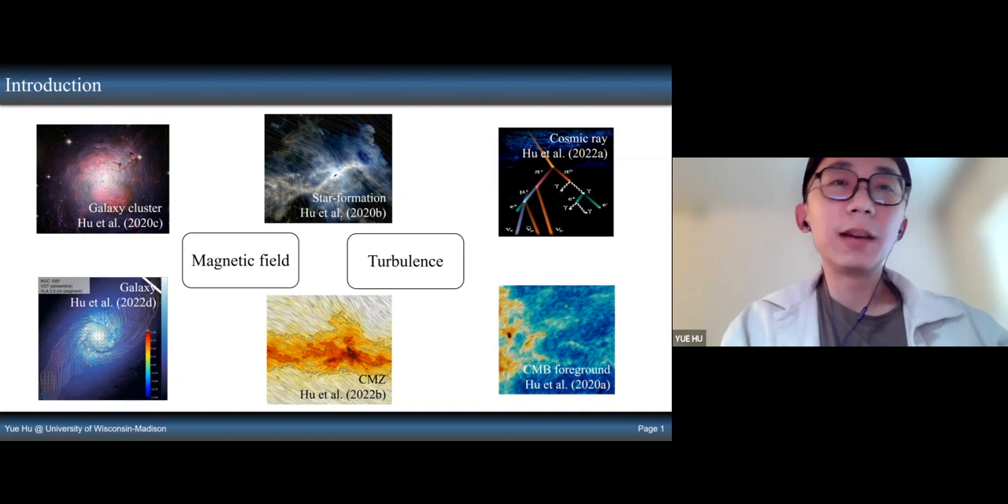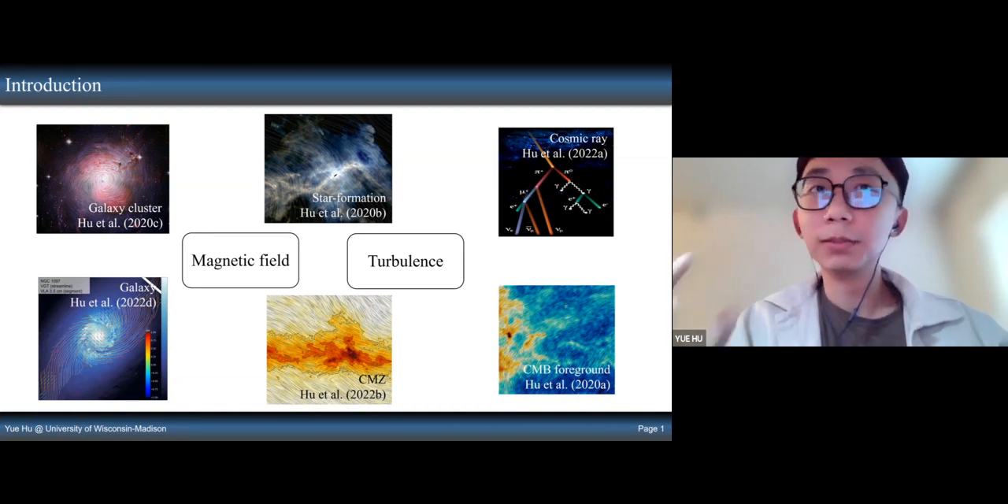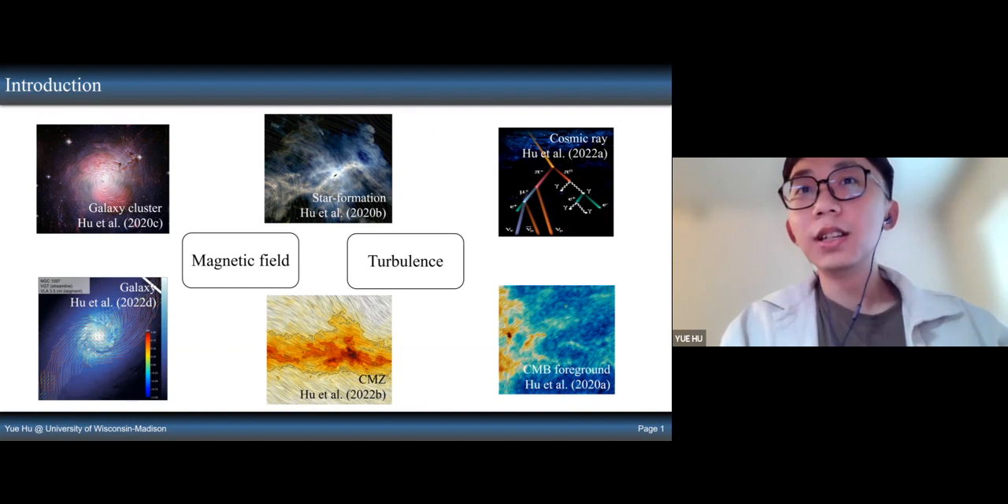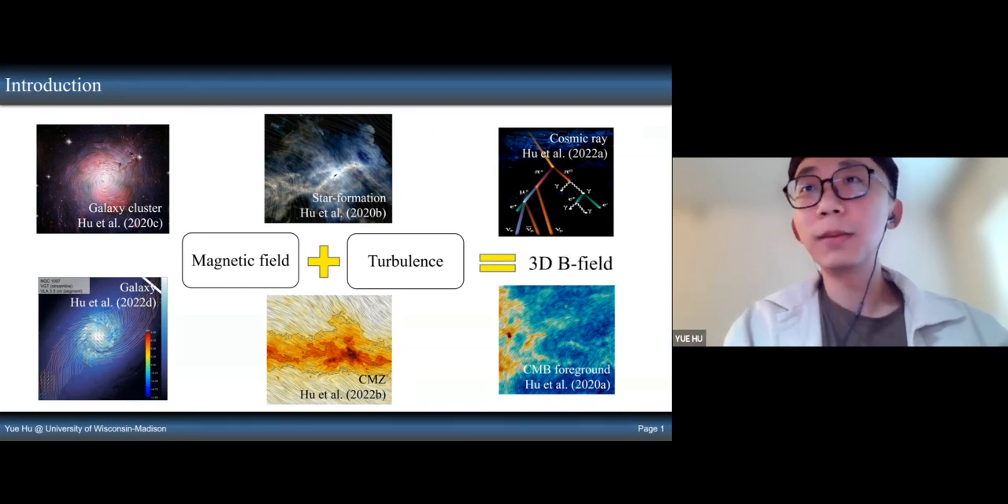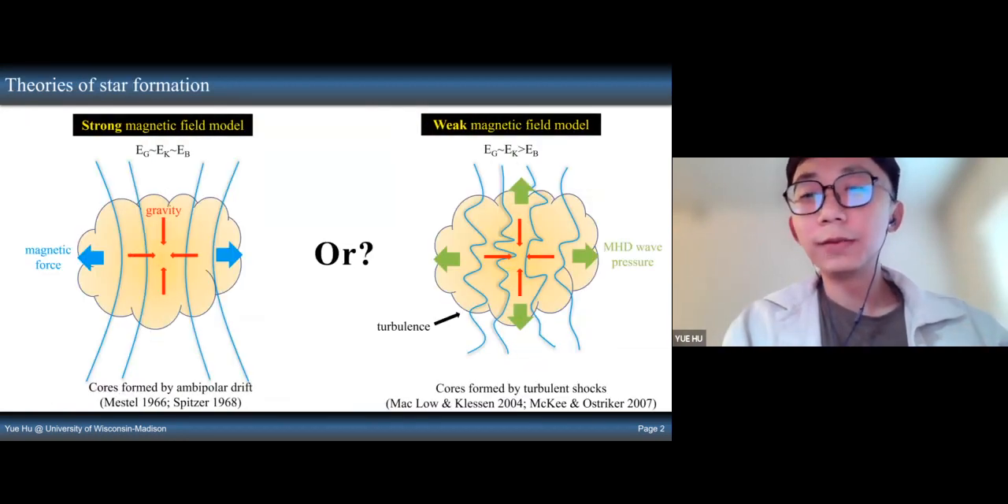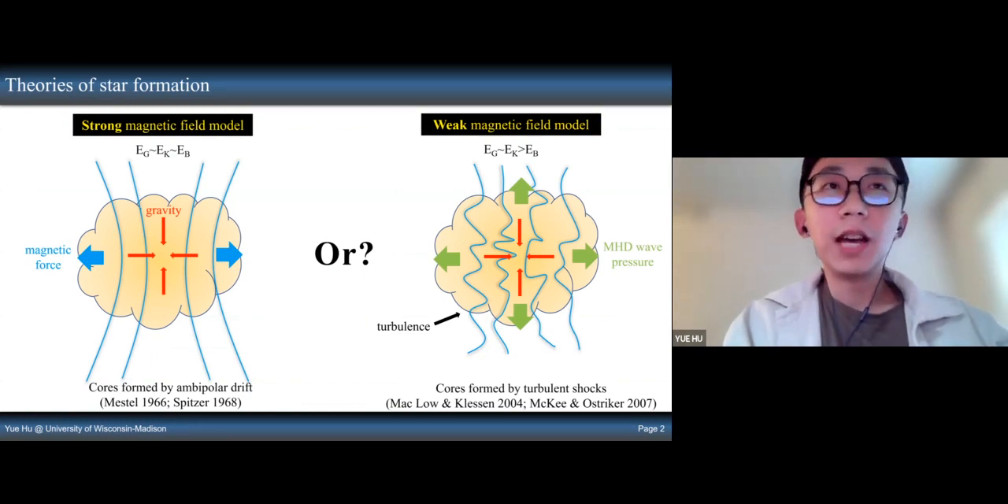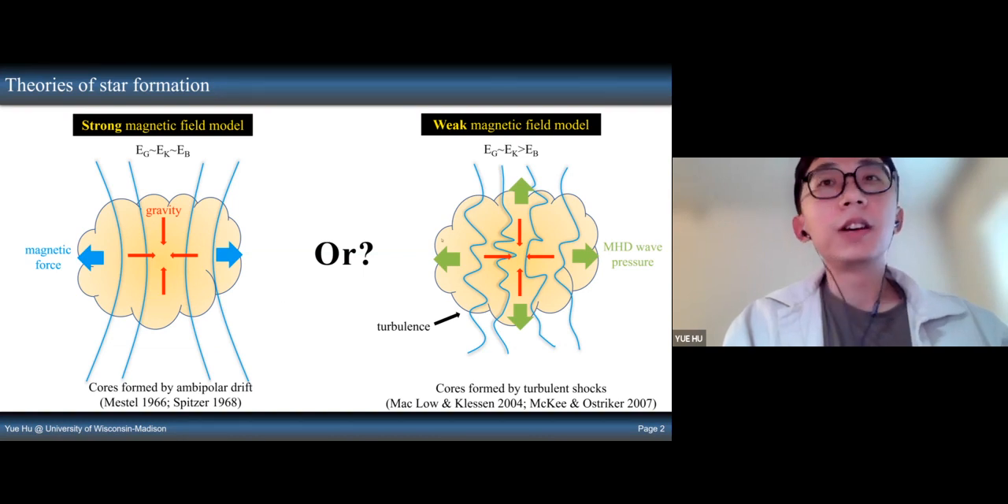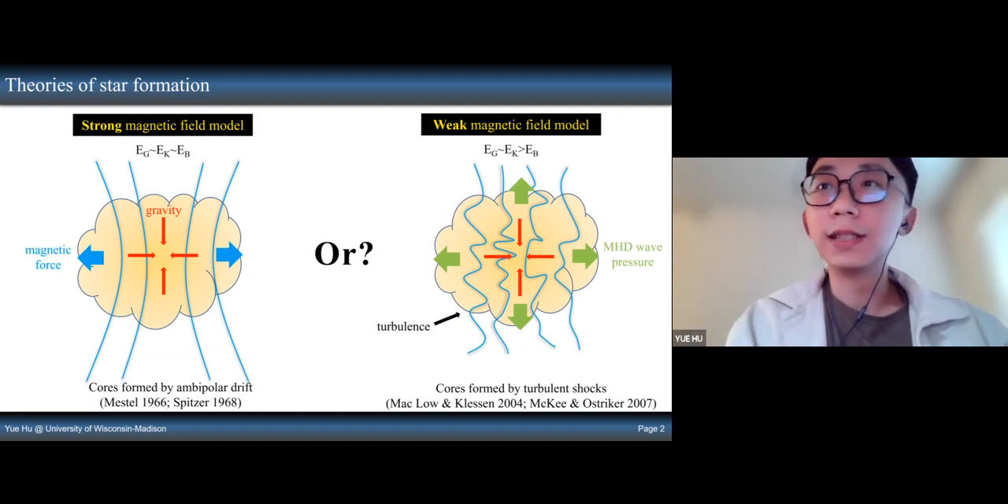In my work, what I'm trying to do is to combine magnetic field and turbulence, and their effect, to get a new view of the three-dimensional magnetic field. For today's talk, I would like to focus on star formation, because, as you know, typically we have two models of star formation. One is the strong magnetic field model, in which gravity is mainly supported against by magnetic force. We also have a weak magnetic field model, in which gravity is resisted by turbulence pressure.